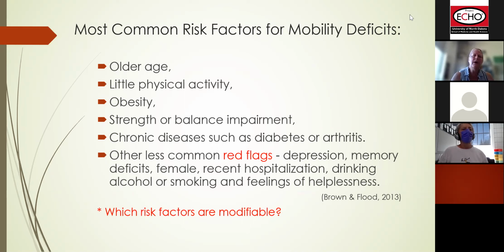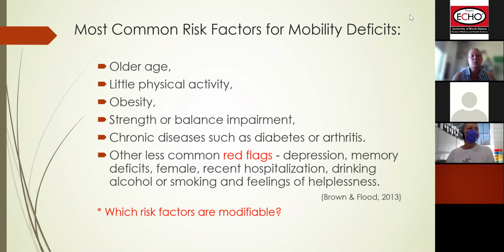So some of these risk factors are not modifiable. You and I are going to age no matter what we do, we get older. But a lot of them are modifiable, like little physical activity. Can we have an impact of changing that?